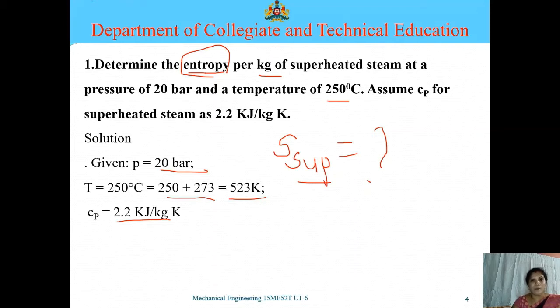So in the problem, they have asked us to find out the entropy. Let us try to solve the problem.